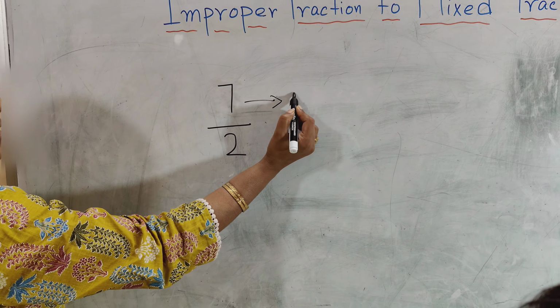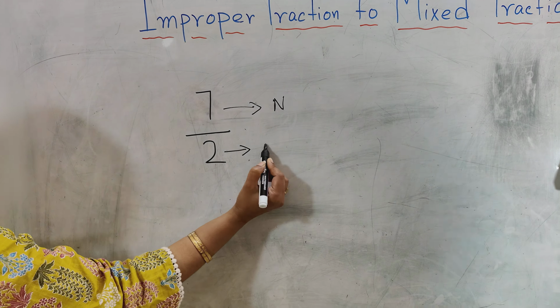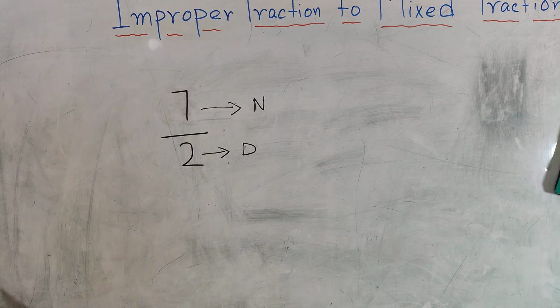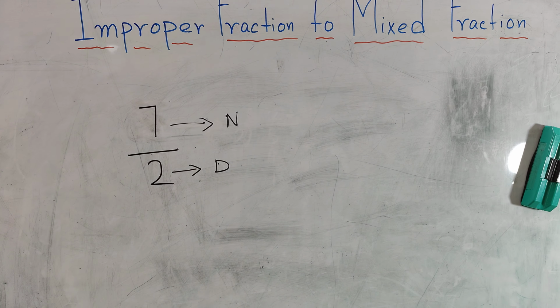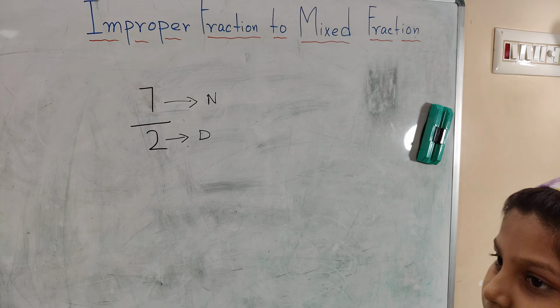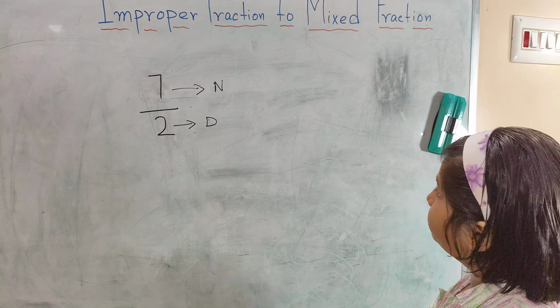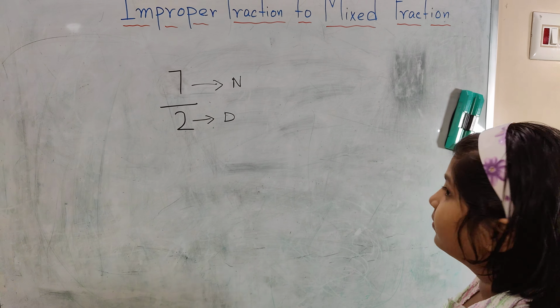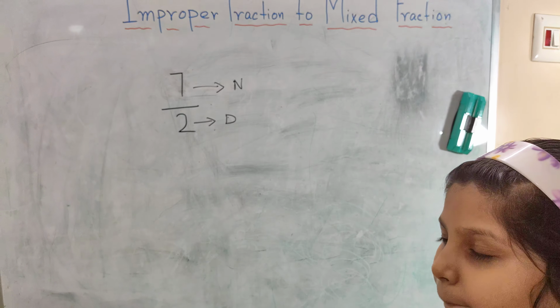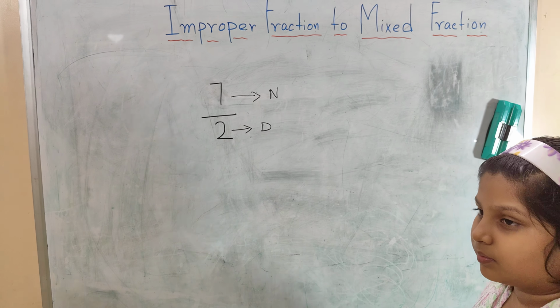7 is the numerator. And what is the denominator? 2. 2 is the denominator. So in an improper fraction, you will always see that the 7 is bigger than the denominator. You can identify which one is an improper fraction where you find the bigger number in the numerator than the denominator.